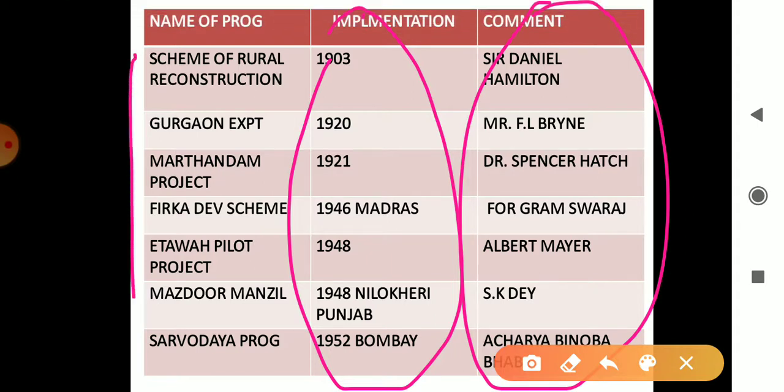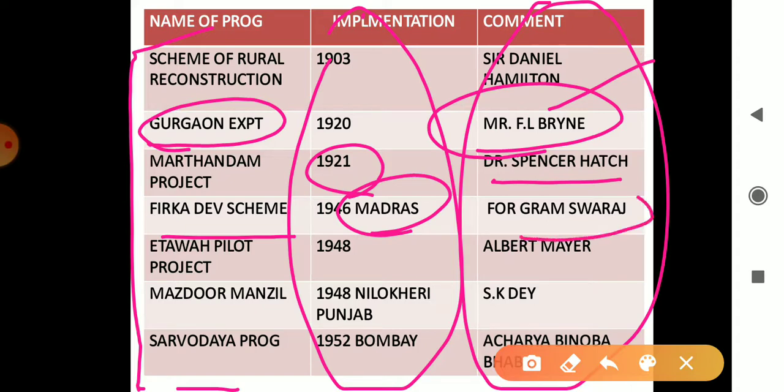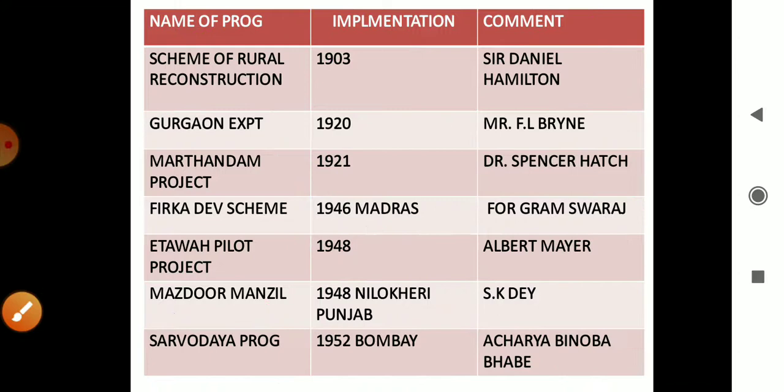It is also a very important question: the scheme of rural reconstruction by Daniel Hamilton, the Gurgaon experiment by Mr. F.L. Brayne, and the Marthandam project carried out in 1921 by Dr. Spencer Hatch. Always remember, students, it was taught in Madras, and the sole motto was Gram Swaraj. The Etawah pilot project was carried out in 1948, and the main convener was Albert Mayer. The Mazdoor Manzil by S.K. Dey in Nilokheri, a place in Punjab, and the Sarvodaya program was by Acharya Vinoba Bhave.